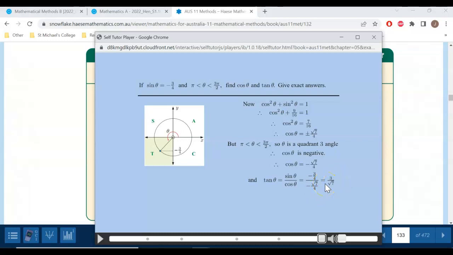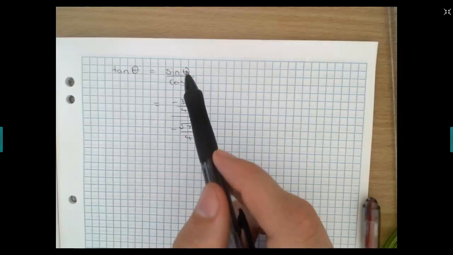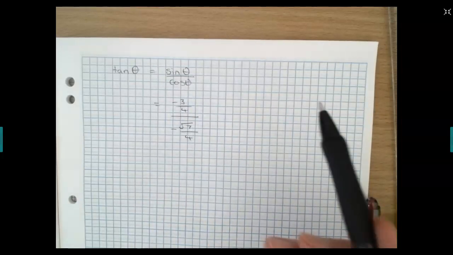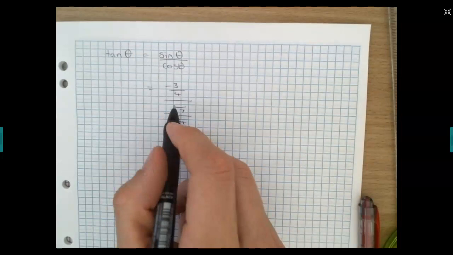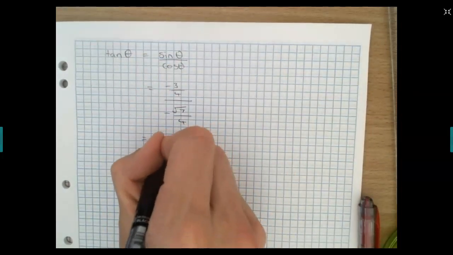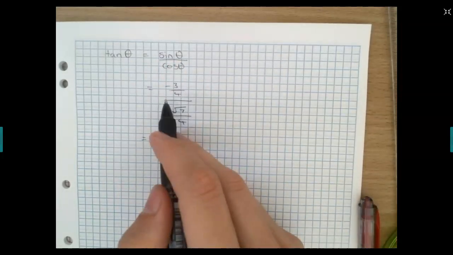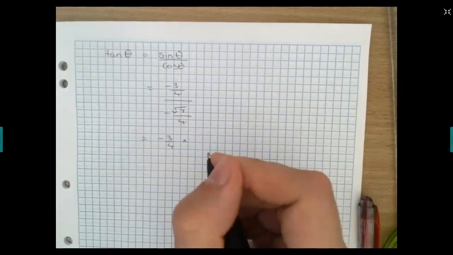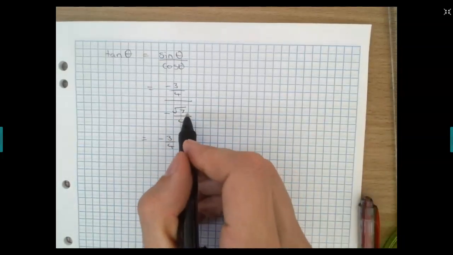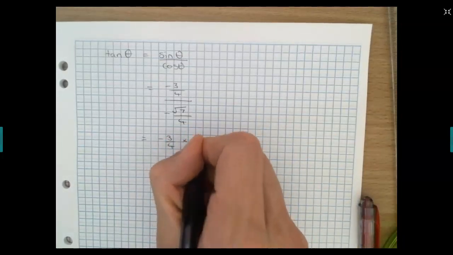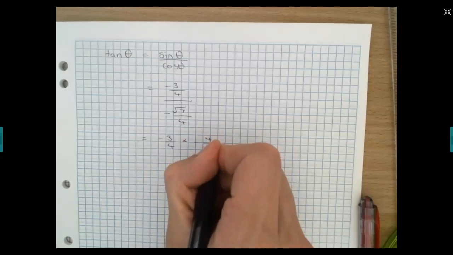Just in case you're unfamiliar with how to do this, I'll quickly show you. So I've got tan theta is equal to sine theta over cos theta. We substituted in our values for sine theta and cos theta. Now, since this is a division, I can leave the minus 3 over 4 as is. I don't want this to be a division, I want it to be a multiplication. So I can turn this into a multiplication problem by flipping this numerator and denominator. So that could actually be written as minus 4 over square root of 7.